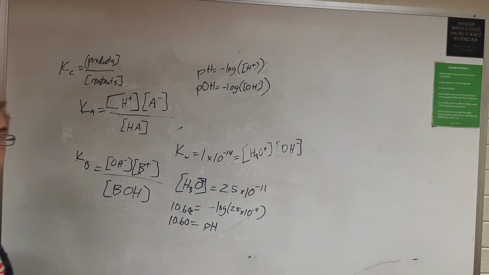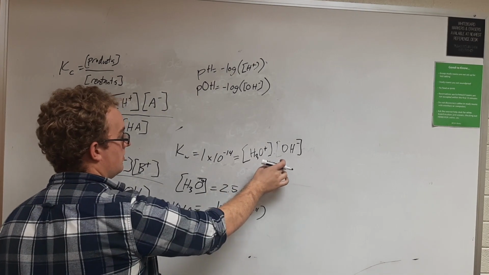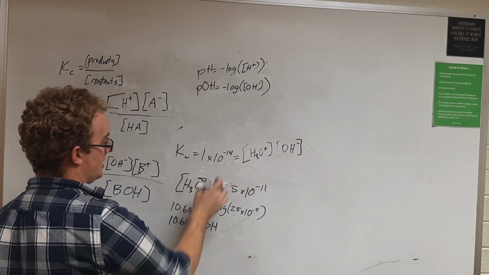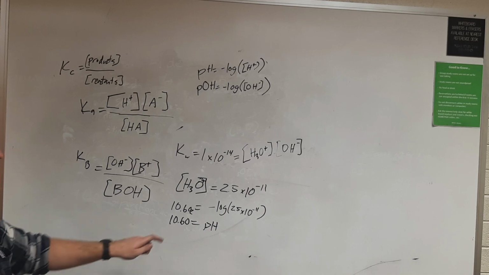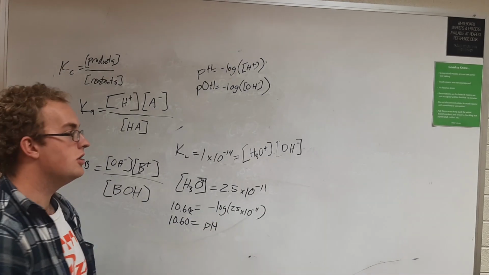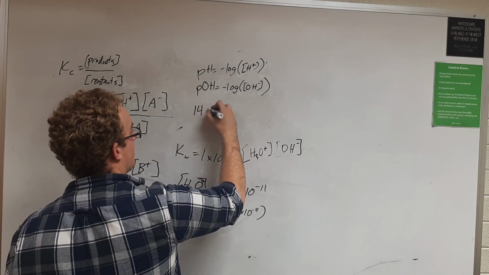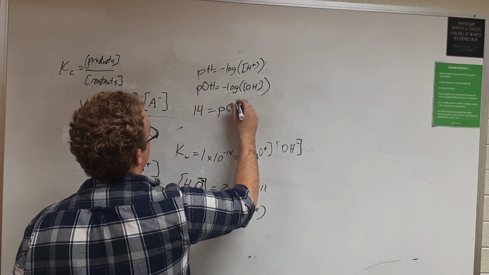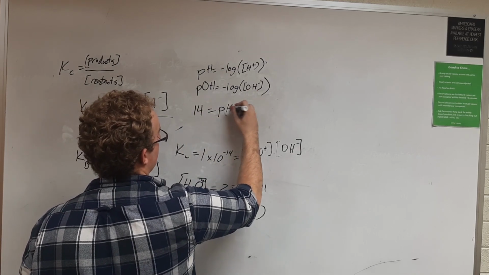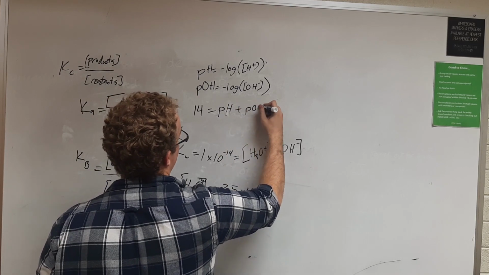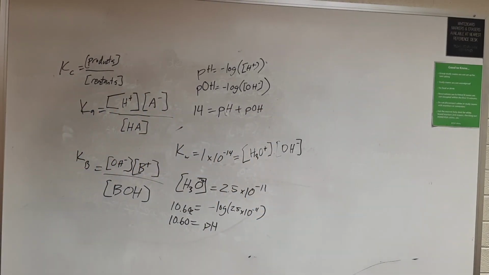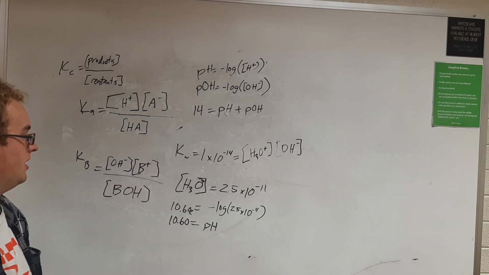And because you know that these will multiply together to be 1 times 10 to the negative 14, and these will give you those exponents, you know that the sum of those has to be 14. That's another way that you can solve these kind of problems: you know the sum of your pH and your pOH equals 14. It's just kind of pretty foundational, and it's because of this number right here.